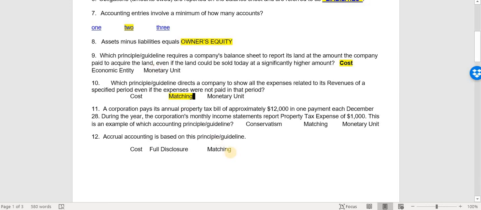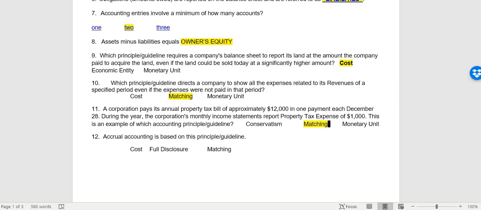Number 11, a corporation pays its annual property tax bill of approximately $12,000 in one payment each December 28th. During the year, the corporation's monthly income statement reports property tax expense of $1,000. This is an example of which principle? Guess what? It's the matching principle again. I took my $12,000 annual tax and I split it up evenly over the 12 months at $1,000 a month to match it with my revenue.